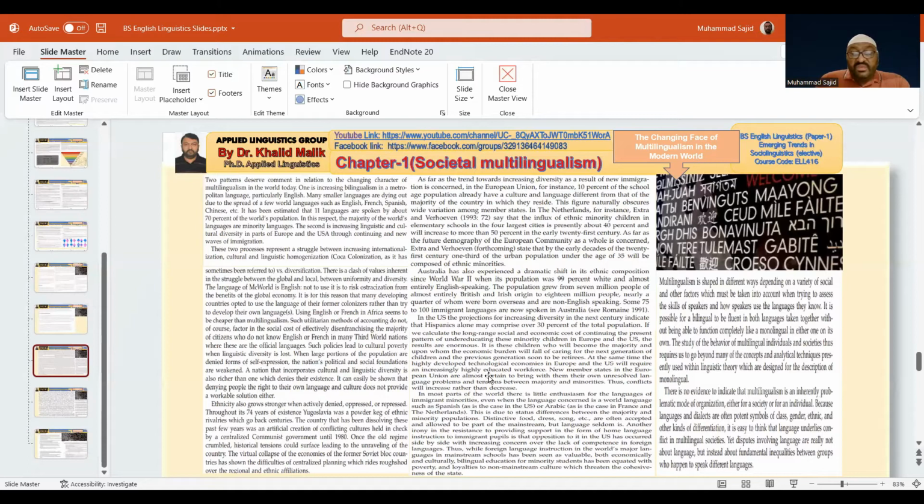Highly developed technological economies in Europe and the US will require an increasingly highly educated workforce. New member states in the European Union are almost certain to bring with them their own unresolved language problems and tensions between majority and minorities. Thus, conflicts will increase rather than decrease.